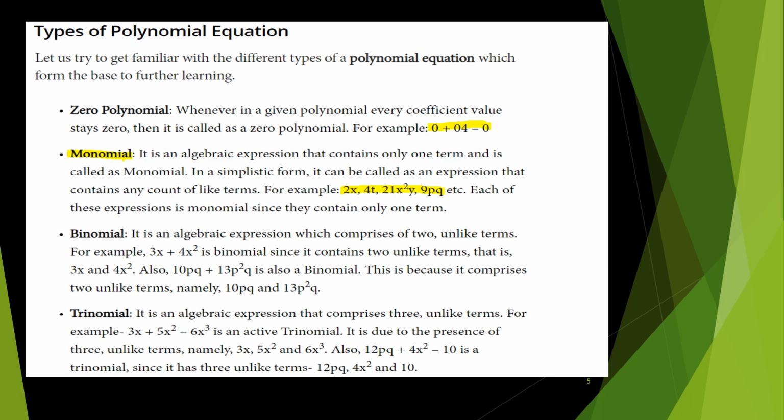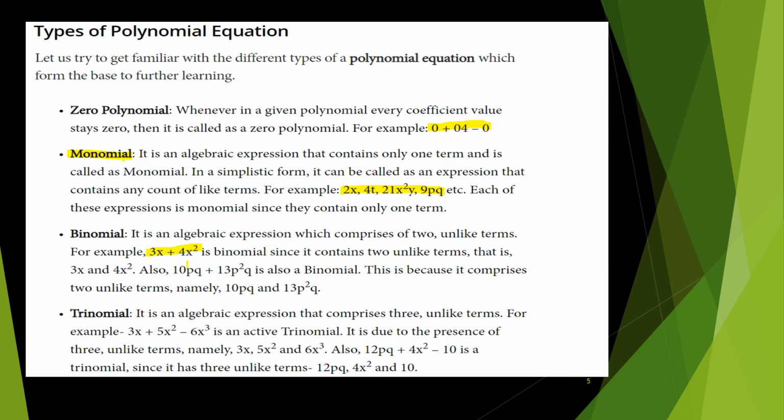So binomial, it is an algebraic expression which comprises two unlike terms. In monomial, they should be like terms. And in binomial, they should be unlike terms. Like for example 3x plus 4x square. Are they like? No, they are unlike. x is not equal to x square. It may be y square. So that's why it is binomial, since it contains two unlike terms, 3x and 4x square.